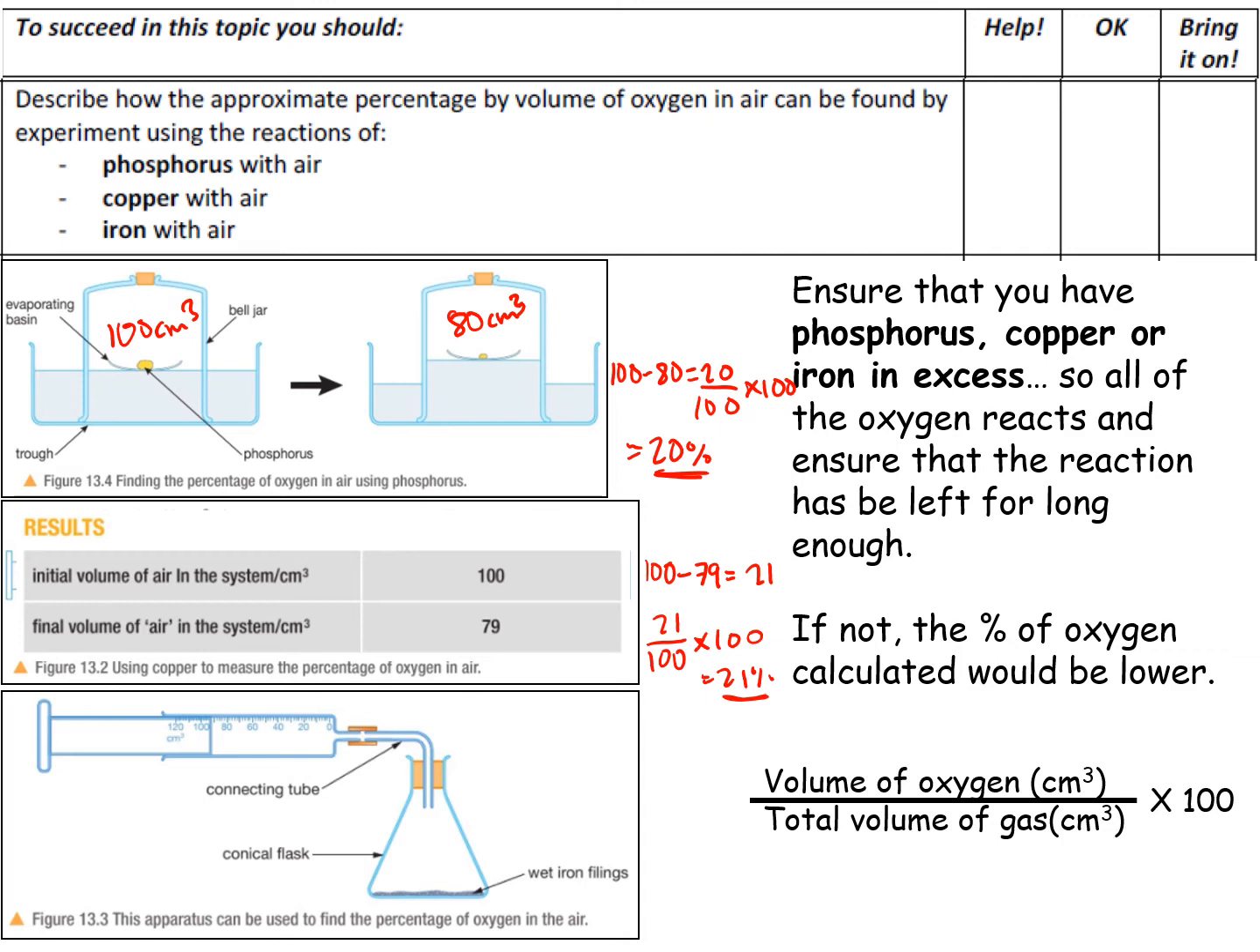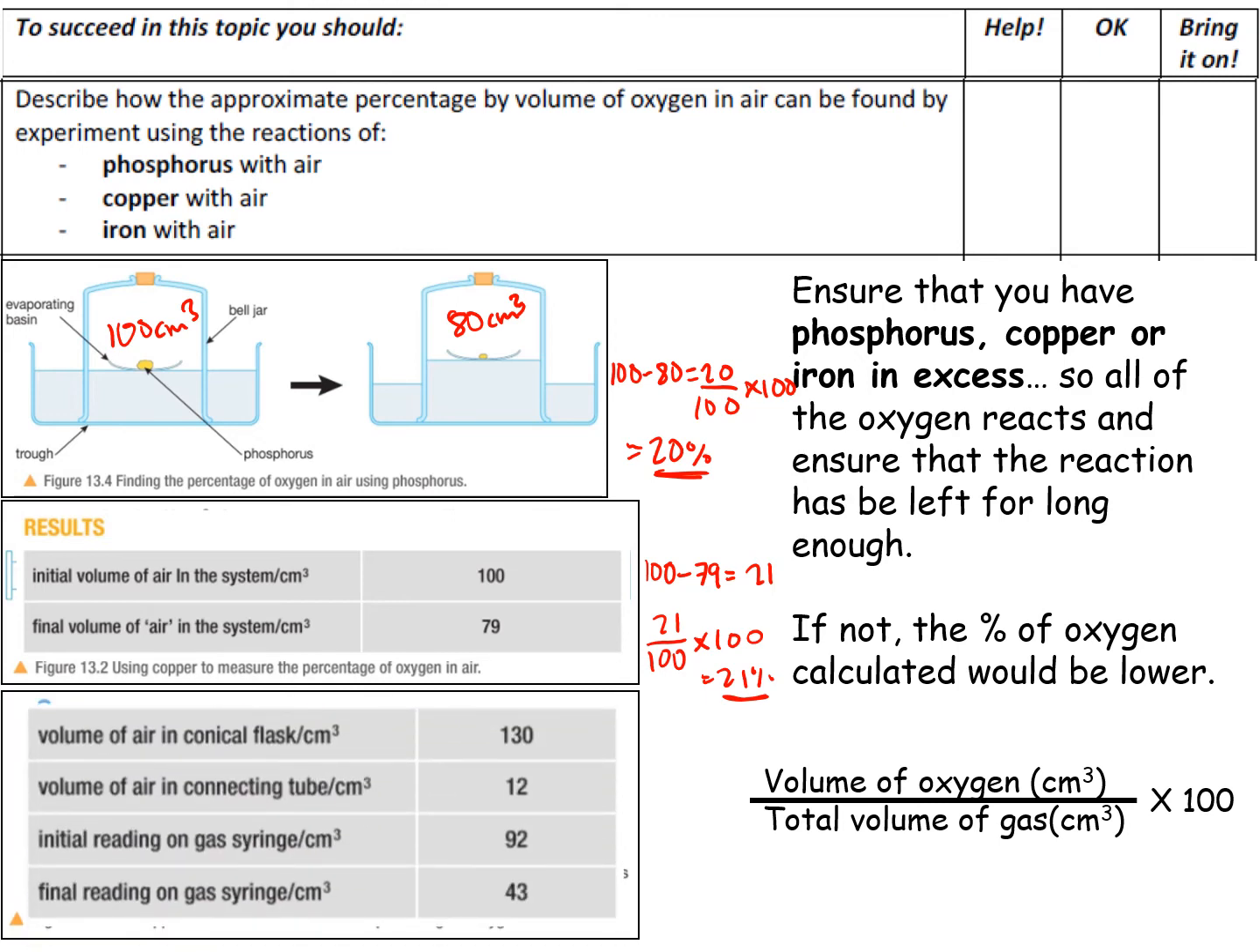So here now, this one's slightly different because you need to take the total volume of air in, you need to do the total volume of gas in the whole system. So that's here in the conical flask, in the delivery tube, and in the syringe as well. So let's see some results here. So we've got total volume of air in the conical flask is 130.